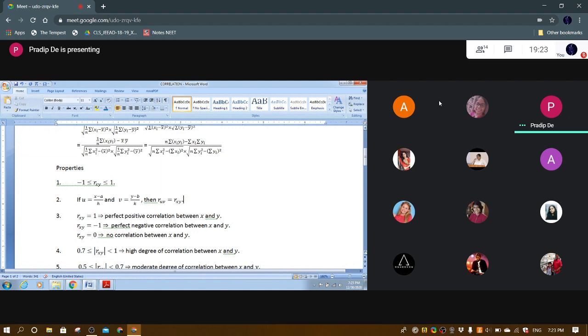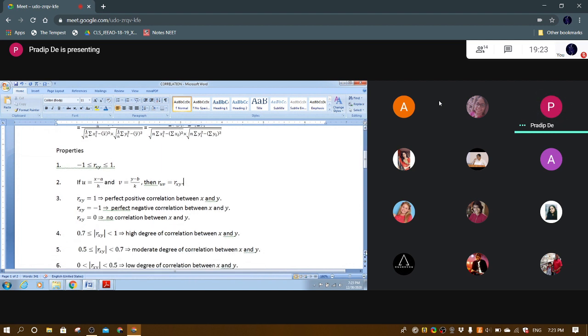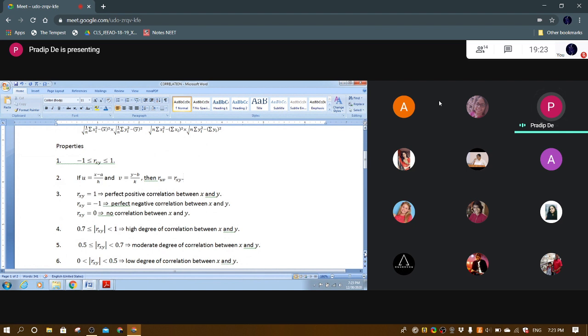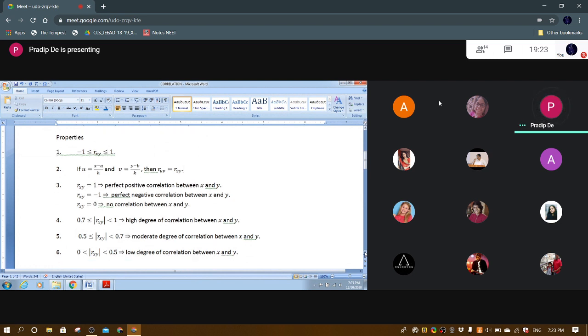So here is some notion. If the absolute value of R lies between 0.5 and 0.7, we say that the degree of correlation between X and Y is moderate. And if it is between 0 and 0.5, we say that there is a low degree of correlation. Of course, you have to mention whether it is positive or negative. High and positive, high and negative. Moderate positive, moderate negative. Low and positive, low and negative. So whether it is high or moderate or low, you have to mention whether it is positive or negative. That has to be mentioned.